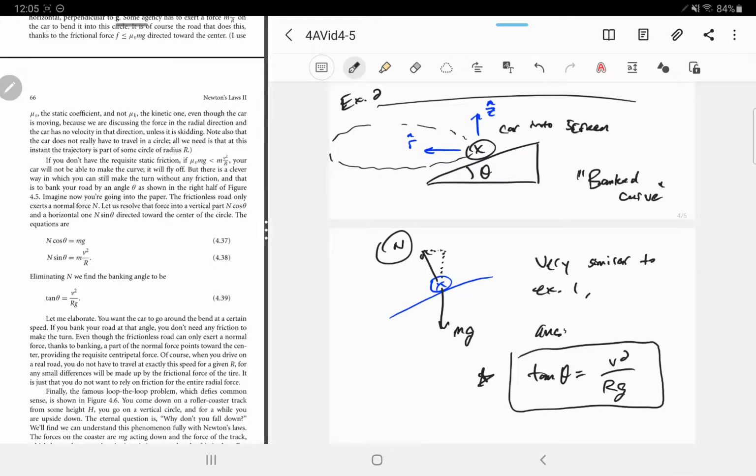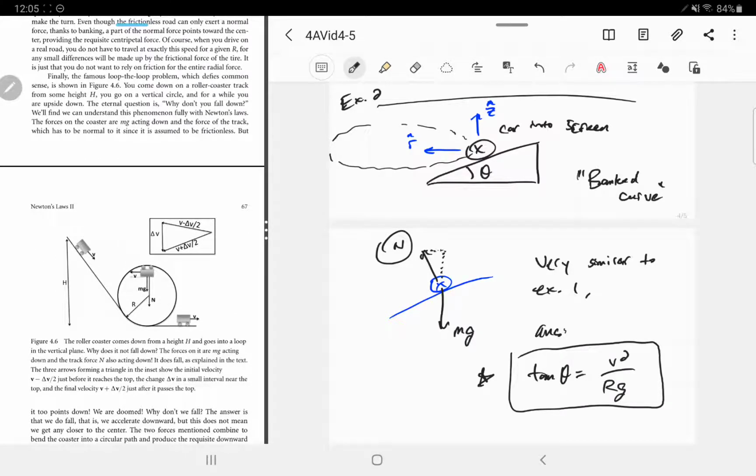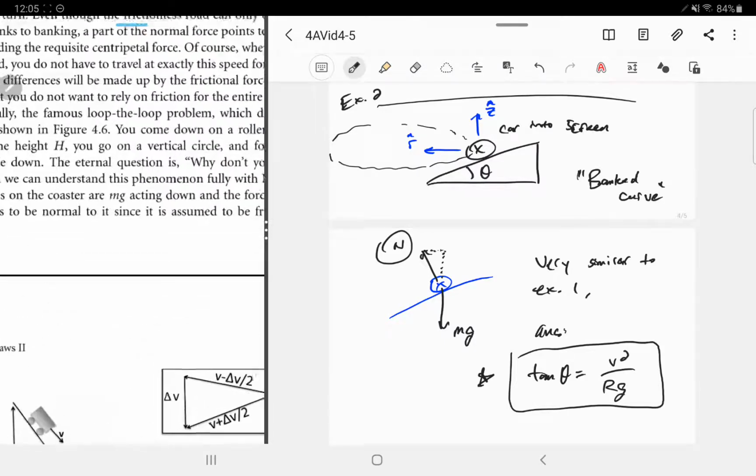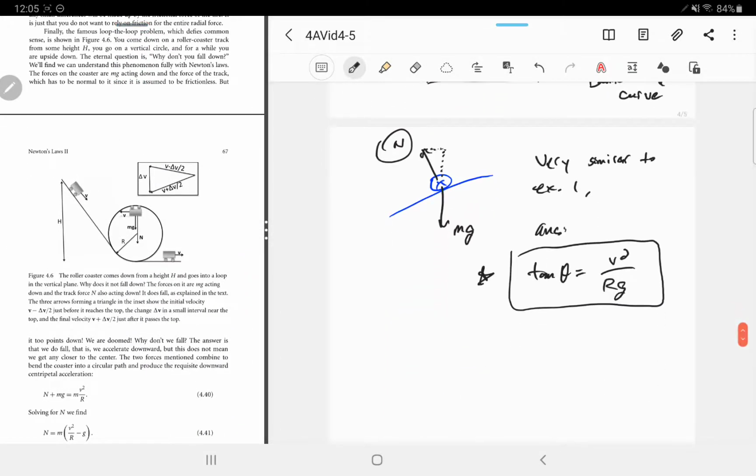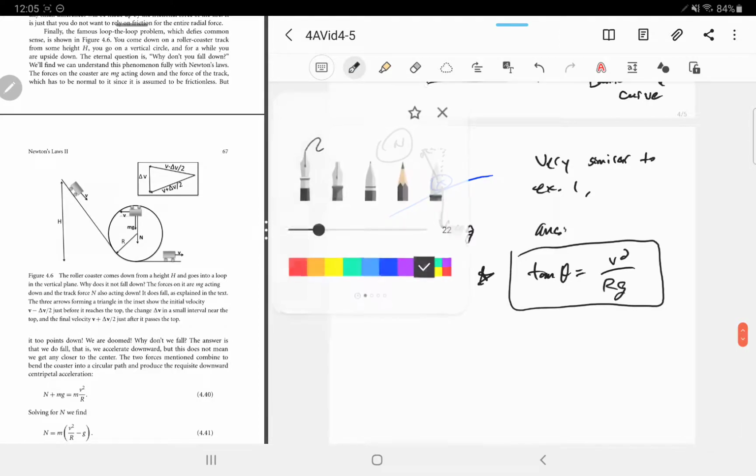The last example in your book has to do with this loop-the-loop, the famous loop-the-loop problem. And we talked about this before a little bit in class.